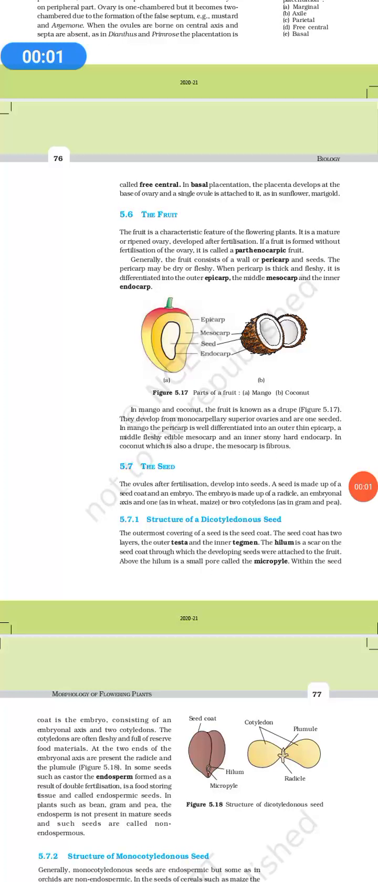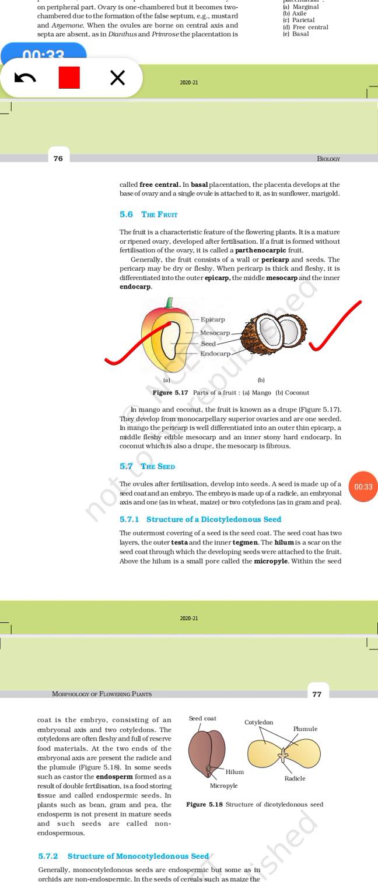Hello everyone, welcome. We are talking about class 11 biology, morphology of flowering plants, and we will be talking about the fruits. The fruits are formed after fertilization, and if the fruit is formed without fertilization, it is known as parthenocarpic fruit. The fruit consists of a wall which is called the pericarp, and this pericarp may be fleshy as in the mangoes, or it may be dry as in the case of coconut.